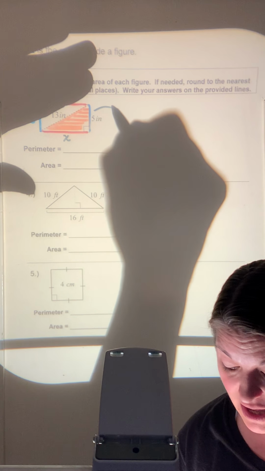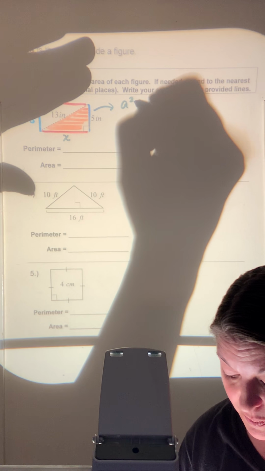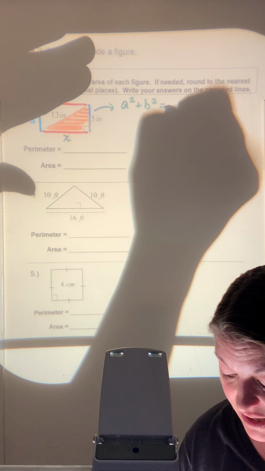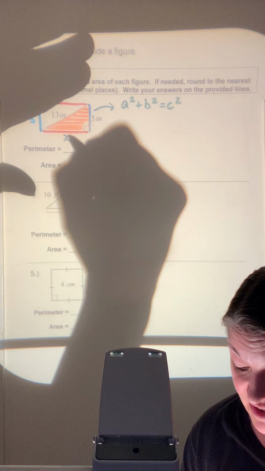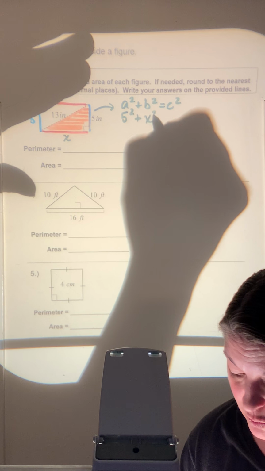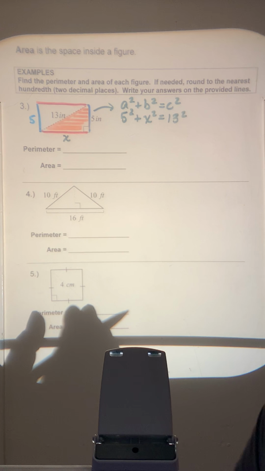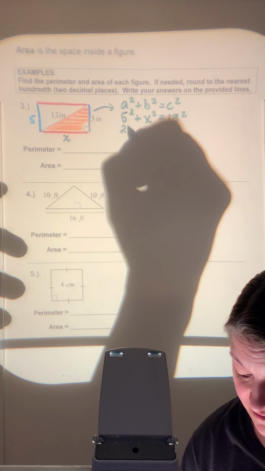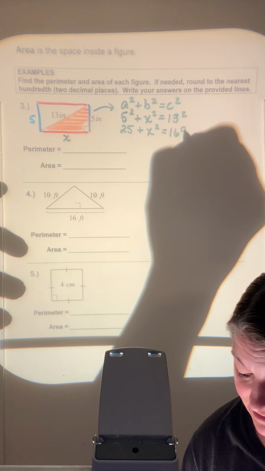Okay, so we're going to pop this guy out there and plug into the Pythagorean theorem. A squared plus b squared equals c squared. So the 5 and the x are the legs, so we'll go 5 squared plus x squared equals 13 squared. And then go ahead and do our math. So we're going to have 25, and on this side, that'll give us 169.